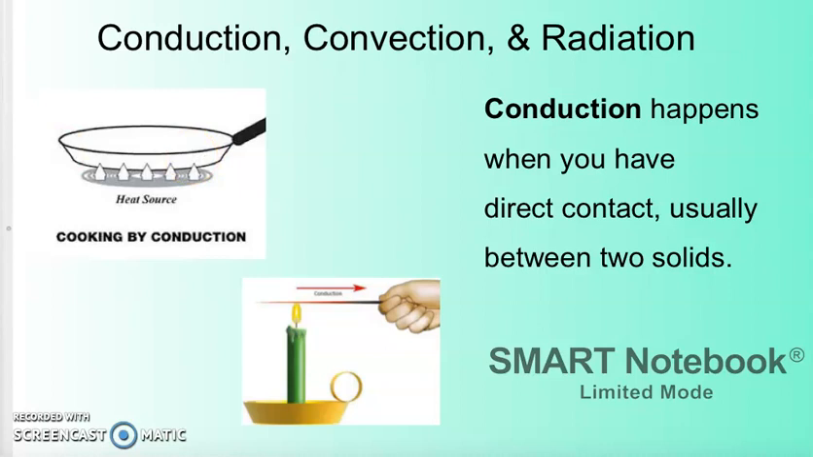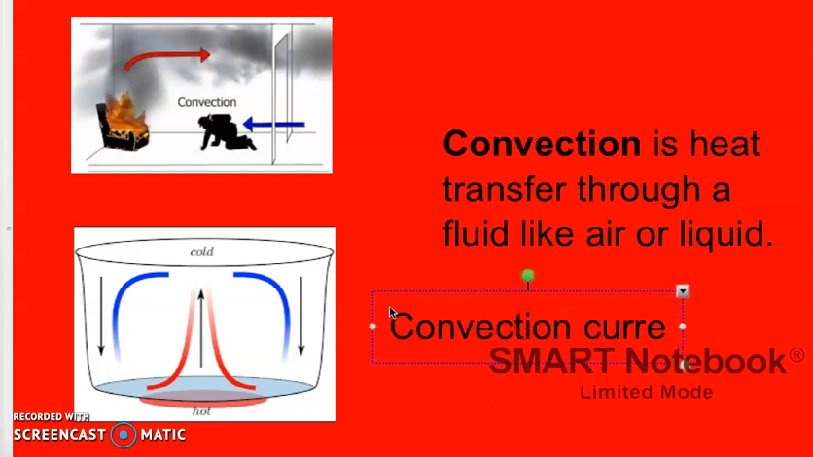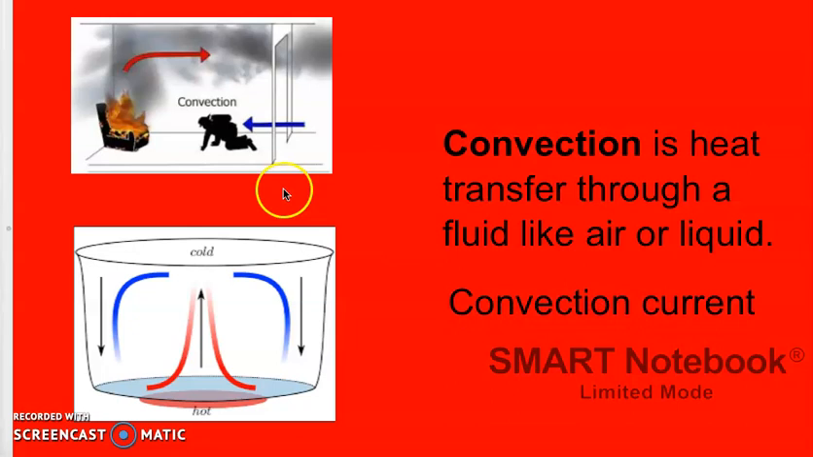Now, the difference between conduction and convection is the direct contact. With convection, you have a heat transfer that is through a fluid like air or liquid. So you do not have direct contact, and you have to have a convection current whenever you have convection. And I'll type convection current here. You have to have a convection current, and here you can see off to the side the convection current.